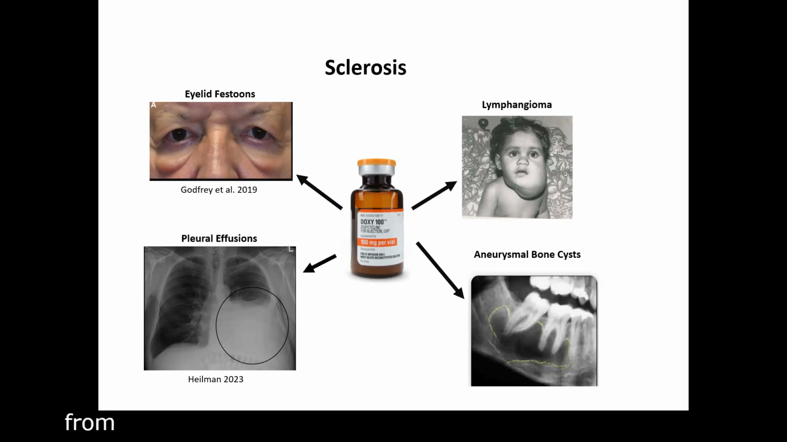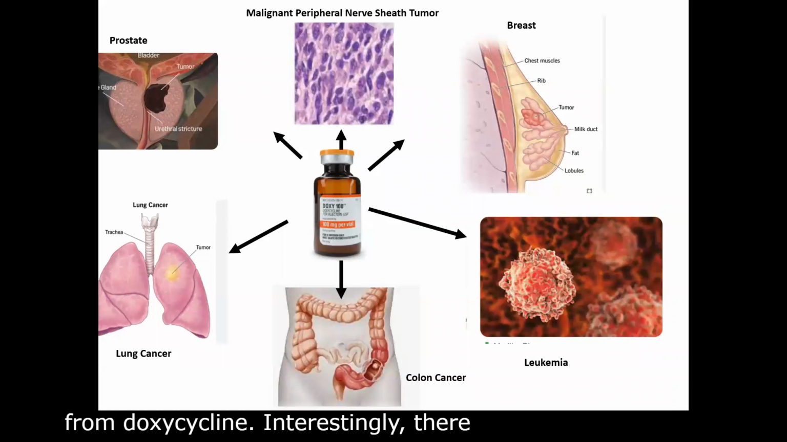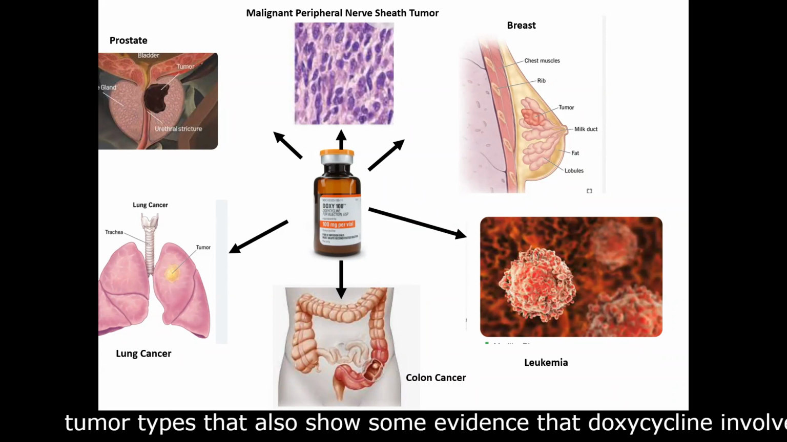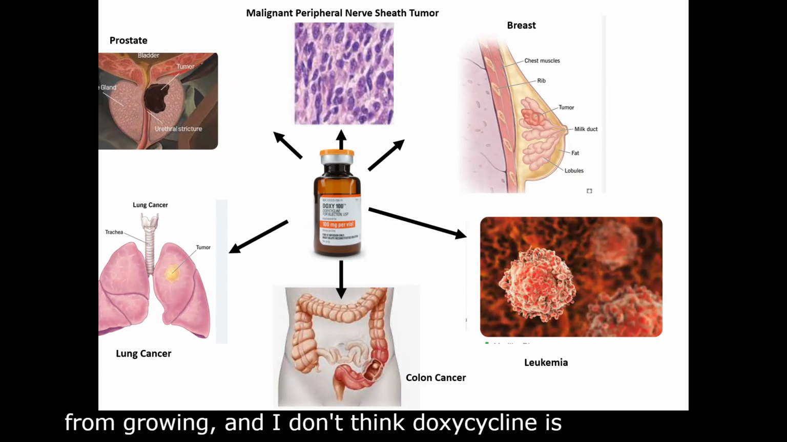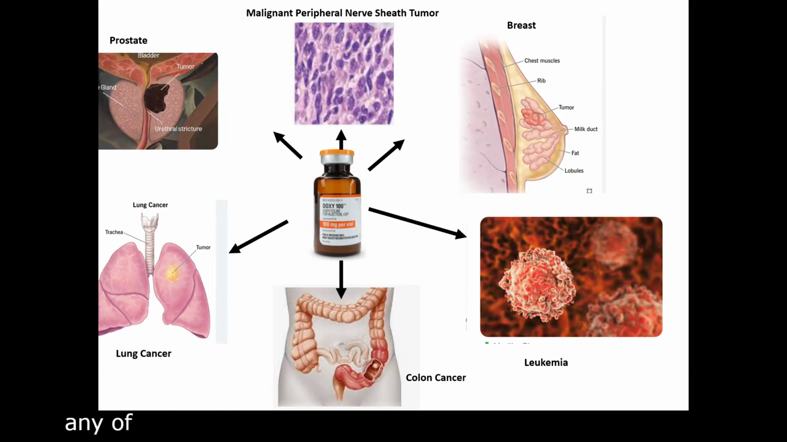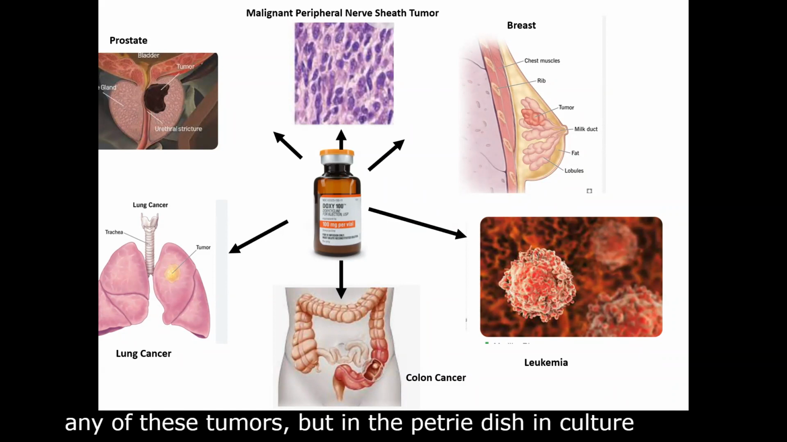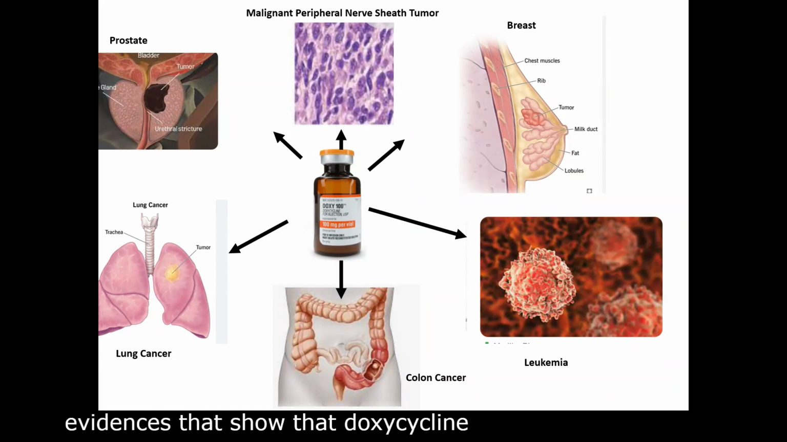Now, interestingly, there are a number of different tumor types that also show some evidence that doxycycline involves some of the different pathways that help to reduce these tumors from growing. And I don't think doxycycline is used alone to treat any of these tumors, but in the Petri dish in culture, there are evidences that show that doxycycline may have an effect in a number of different cancers.